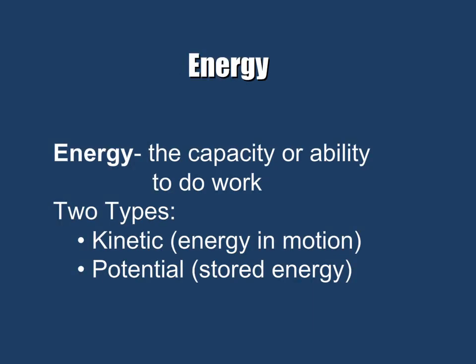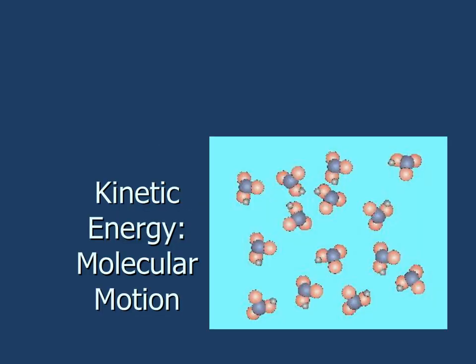Another concept we need to go over is something called energy. And energy is basically just the capability or capacity to do work. And there are two different types of energy that are important. Kinetic energy, which is basically energy in motion, and potential energy, which is stored energy. So one example of kinetic energy is simply molecular motion. Molecules in solids, liquids, and gases are all moving around. Now obviously they're going to be moving faster in a gas or in a liquid than they are in a solid. But as long as we're not at absolute zero, those molecules are moving.